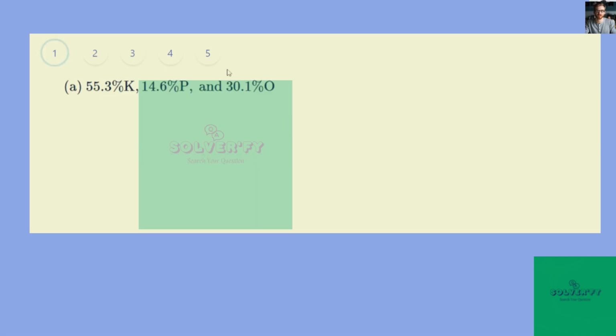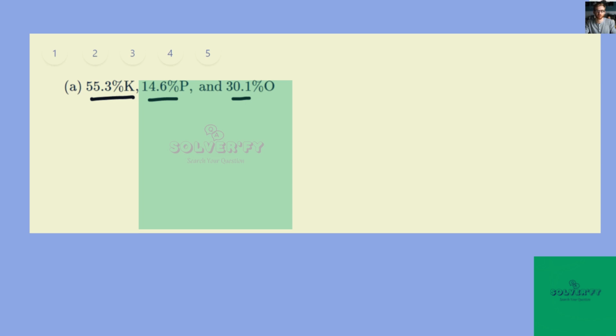So let's start with this first problem here. Here we have 55.3% K, 14.6% P, and then 30.1% O. First you have to make sure that the total of these three is 100%. And if we sum these three up, we will see that the total is 100%. That means there is no other element in this compound.